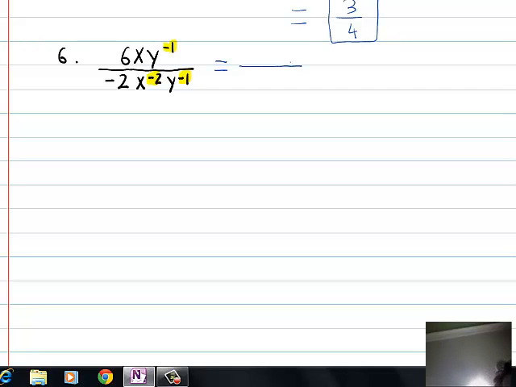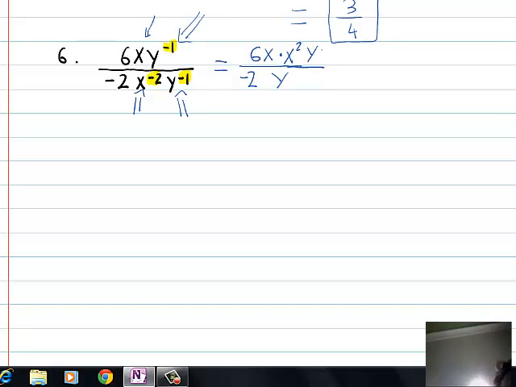So the 6 stays where it is. The negative 2 stays where it is. This x will stay where it is. Now the x to the negative 2 at the bottom will now be on top. And then if you look carefully, we are going to switch the y's. This y is raised to a negative 1, so now it goes to the bottom. And this y is raised to the negative 1, so now it goes to the top, so it becomes 1.